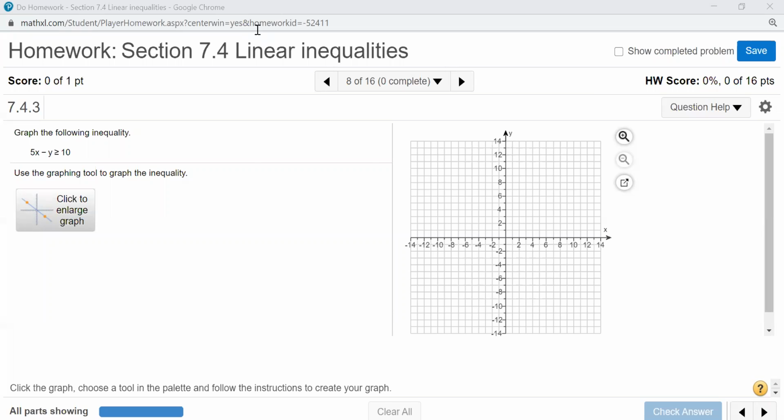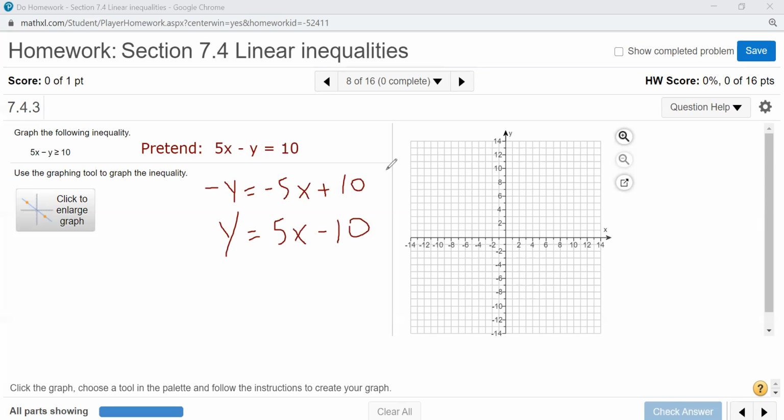So we're going to pretend that we have the equation 5x minus y equals positive 10. We're going to pretend like we have an equation just for a hot minute. Now, here you can graph using the intercepts or move the 5x over. I like this idea. Subtract the 5x from both sides. Multiply both sides by -1 so that you can get y by itself. That's going to flip the sign on everything.